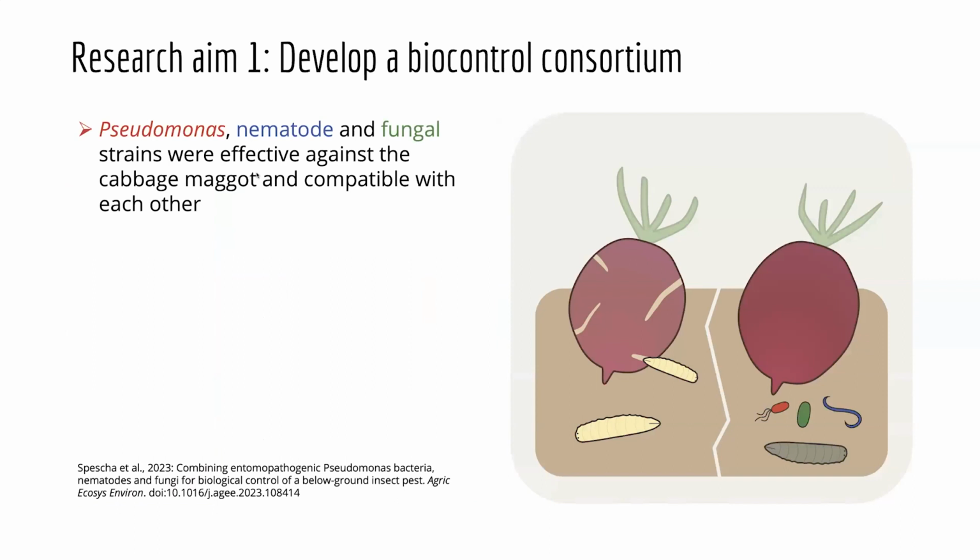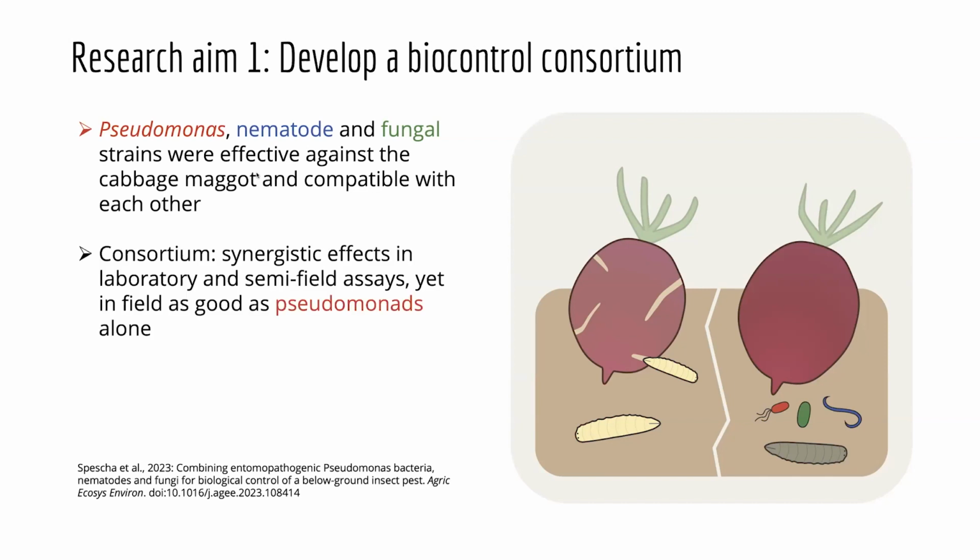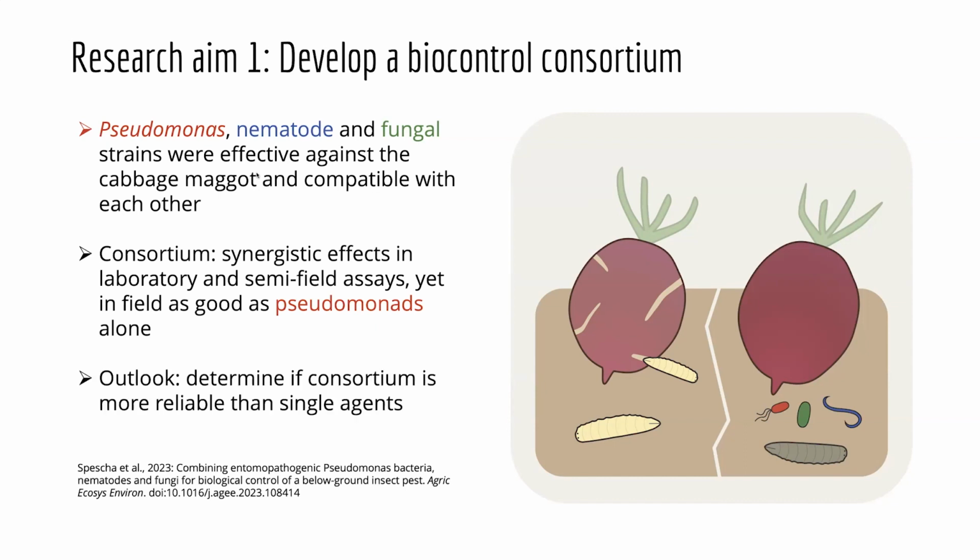So to sum it up, we found Pseudomonas, nematodes, and fungi that are effective in controlling the cabbage maggot. And when we looked at the soil and root colonization, we saw that they are also compatible with each other. When we compared the consortium to the single agents, we saw a few synergistic effects in laboratory and semi-field assays, but in the field, the consortium was only as good as the Pseudomonas alone. To give a brief outlook, to really determine if this consortium is more reliable than the single agents, we have to, of course, do more field experiments.